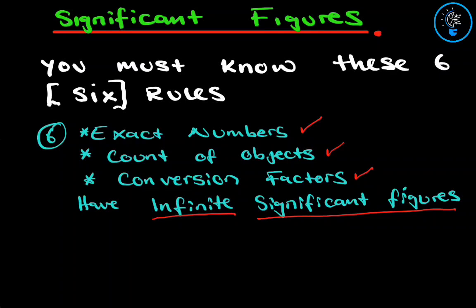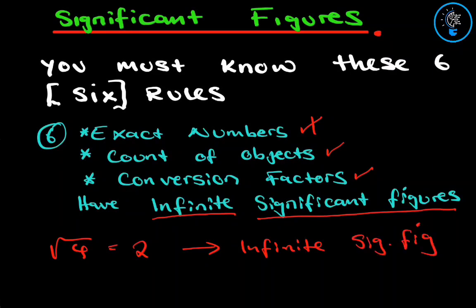Let's begin with our first one, exact numbers. A good example of an exact number can be the root of 4. We know that the root of 4 will give us exactly 2. So if you're asked to evaluate this and state the number of significant figures of your answer, we can say this one has infinity significant figures. The reason why is that it gives us an exact value.